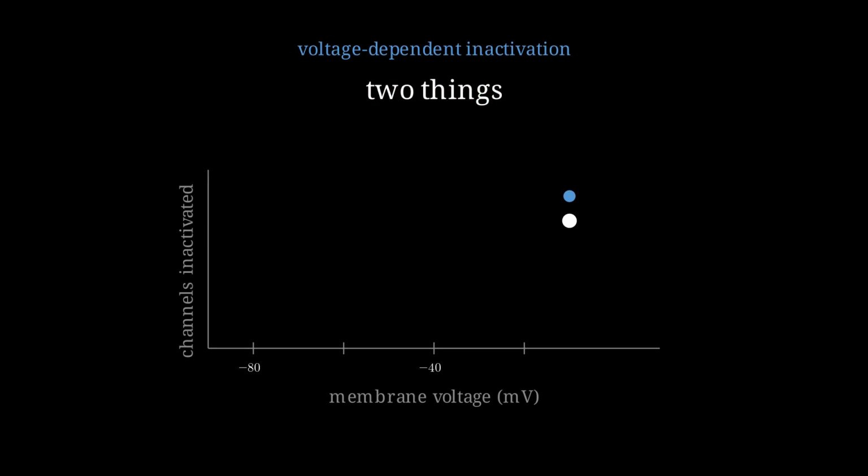That means that voltage-dependent inactivation depends on two things, not one. First, how depolarized the membrane is. This determines how much of the channel population would eventually become inactivated. And second, how long the membrane remains depolarized. This determines how close the channels actually get to that final state.